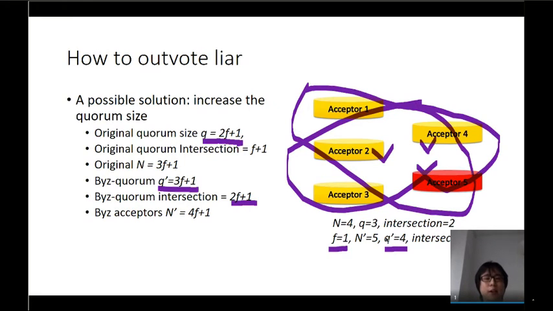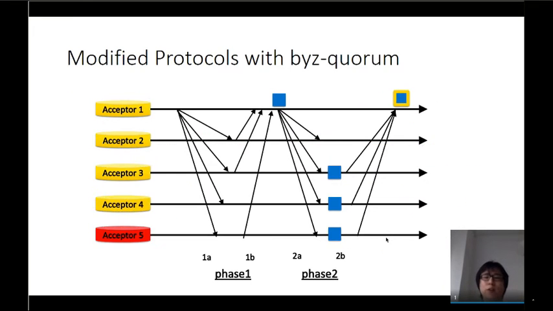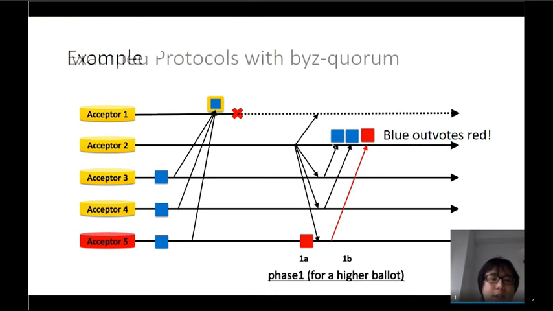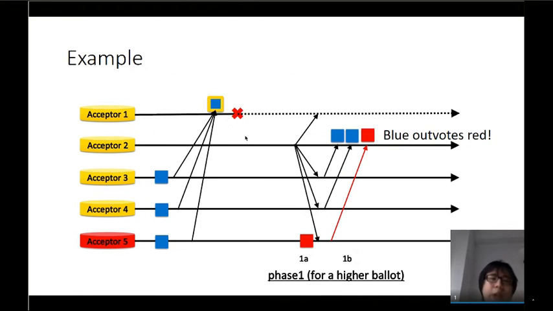Okay. So now let's go over the example again and see whether this works. The setup is the same. Acceptor 1 successfully gets the blue value chosen with its own ballot, phase 1, phase 2. But acceptor 2 does not receive the message of phase 2A, so it doesn't know which value to vote for. After that, acceptor 1 crashes. And now acceptor 2 is trying to redo these two phases in its own ballot.